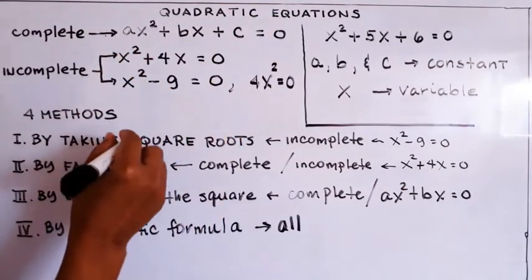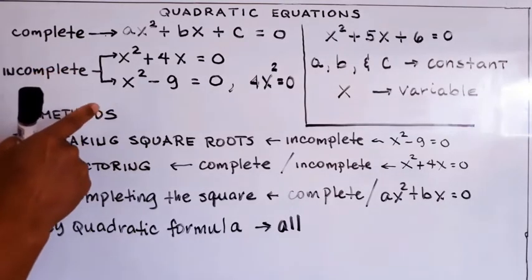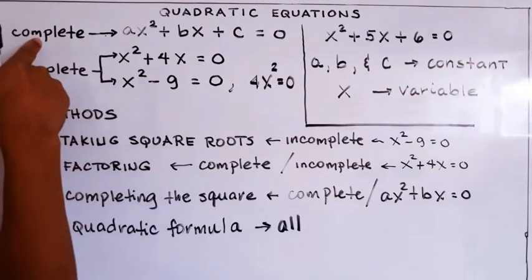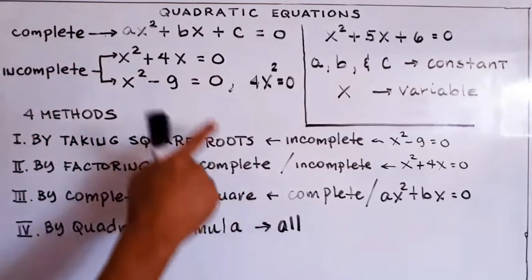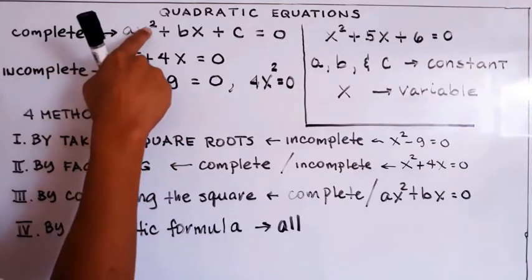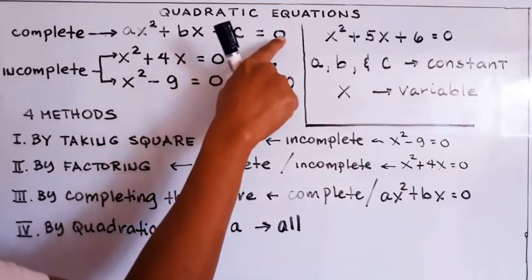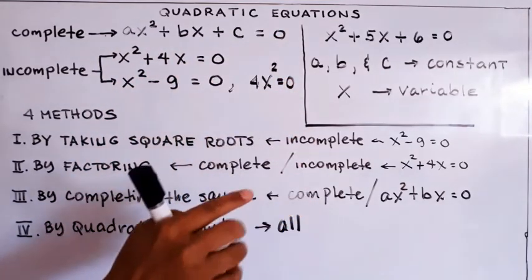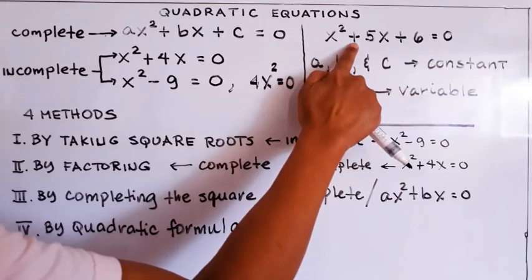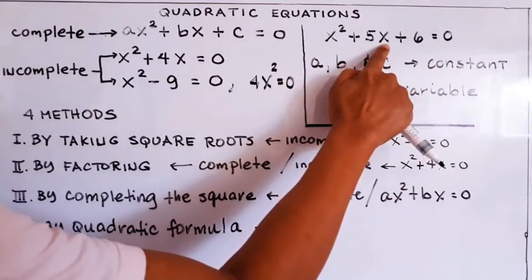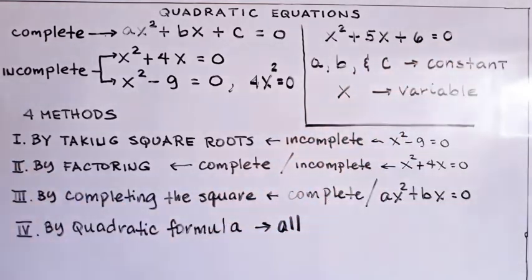Now for quadratic equations, we have complete and incomplete quadratic equations. For complete, this is the general form of quadratic equations. We have ax squared plus bx plus c is equal to 0. Now in numbers, we have x squared plus or minus 5x plus or minus 6 is equal to 0.